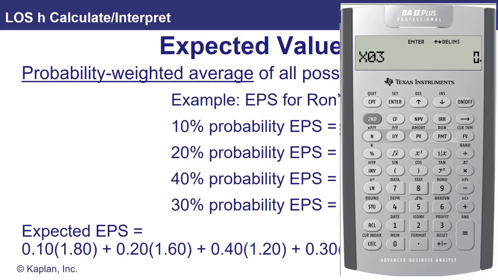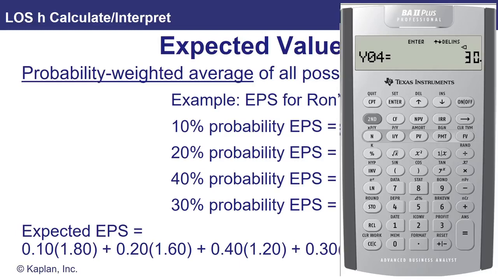Down again, X03, 1.20, and the enter key. Down for our probability, 40%, so 40, and enter. Down one more time, X04, that's £1, enter, and its probability 30%, so 30, and enter. Okay, it's only the probabilities that have to be entered as whole numbers, rather than decimals.